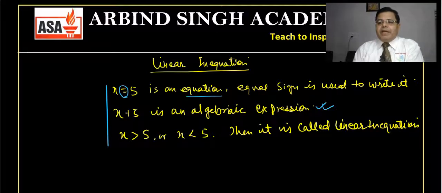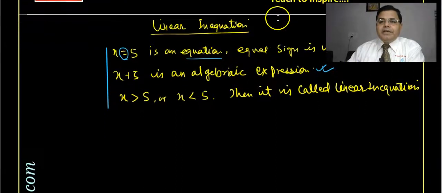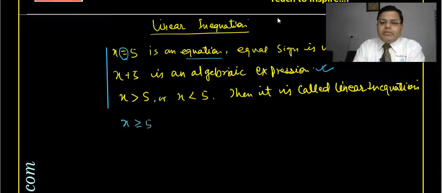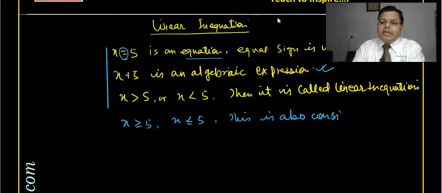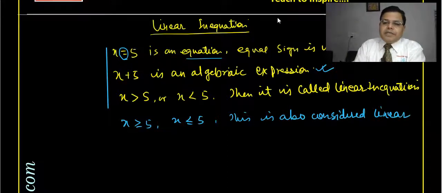Similarly, there can be quadratic inequations, where there is also a sign of less than or greater than. Sometimes the sign can be used like x is greater than or equal to 5 and x is less than or equal to 5. This is also considered as linear inequation. So what is the meaning of this exactly?